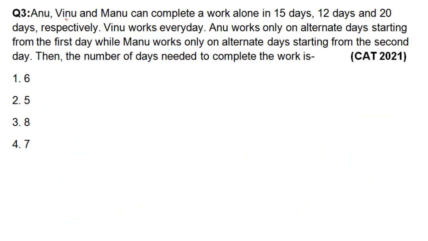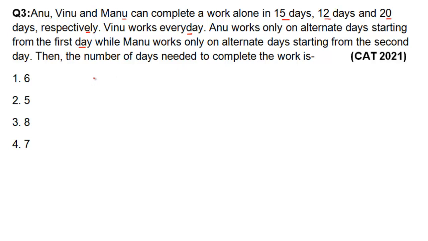Let's take the next question. Anu, Vinu and Manu can complete a work alone in 15 days, 12 days and 20 days respectively. Vinu works every day. Anu works only on alternate days starting from the first day, while Manu works only on alternate days starting from the second day. Then the number of days needed to complete the work is.